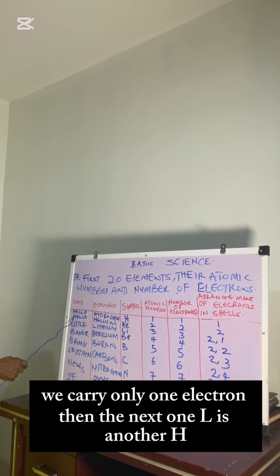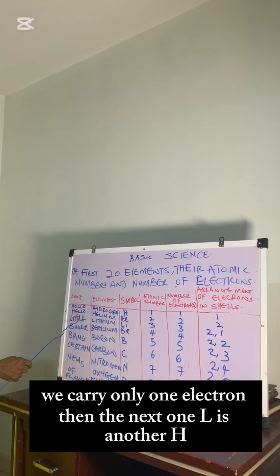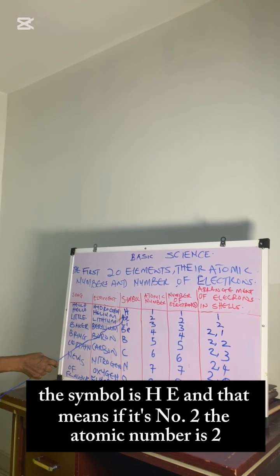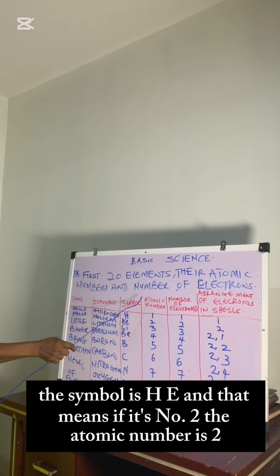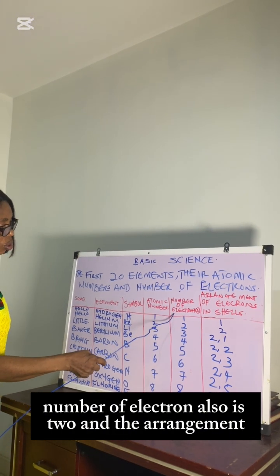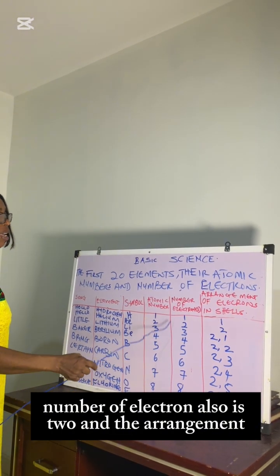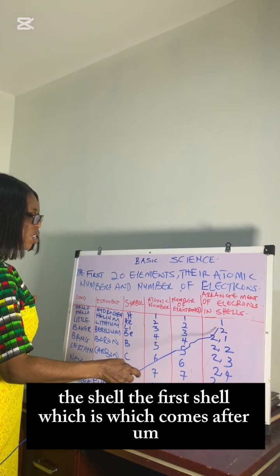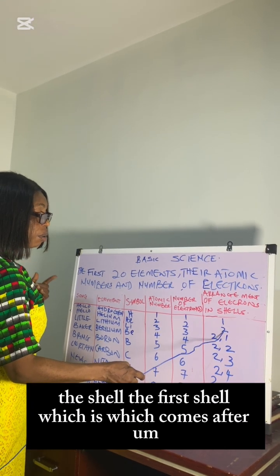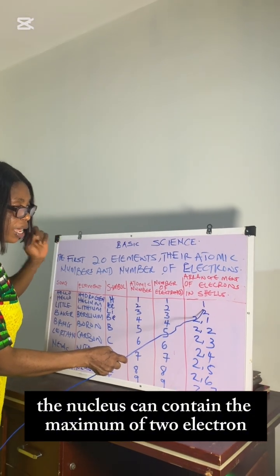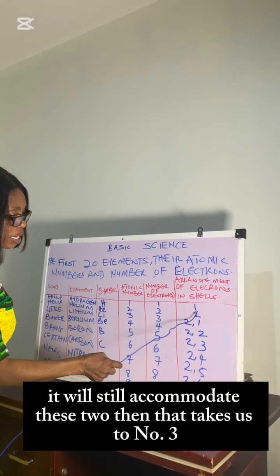Then the next "Lo" is another H, which is helium. That's number 2. The symbol is He, and that means the atomic number is 2. The number of electrons also is 2. And the arrangement: the first shell, which comes after the nucleus, can contain a maximum of 2 electrons. It will still accommodate these 2.